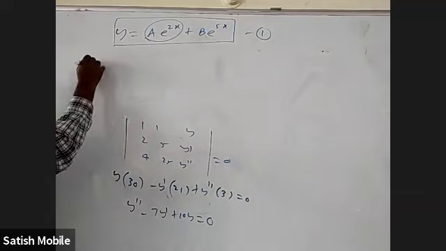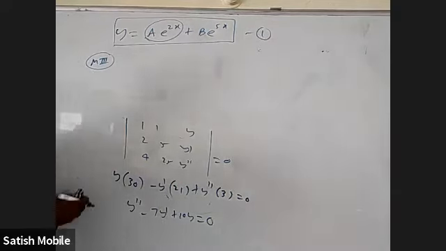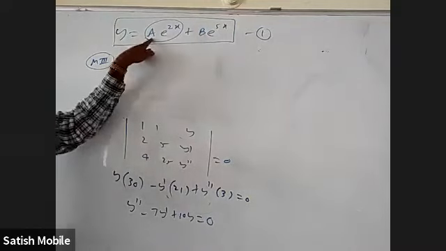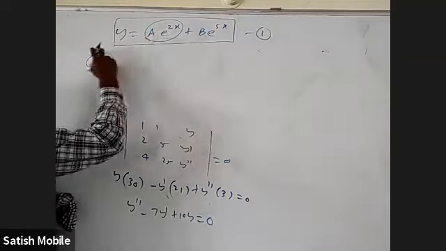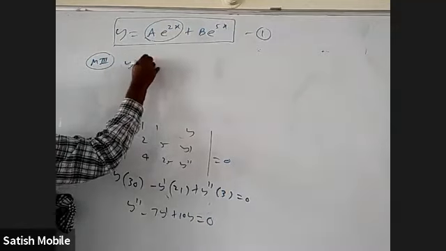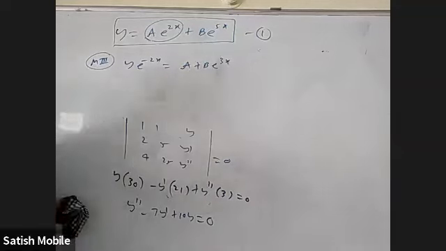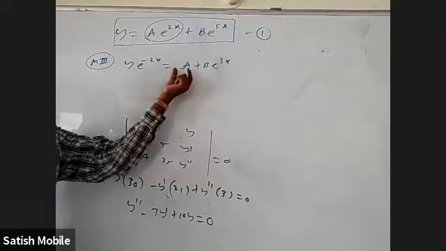Okay, method 3. I want to eliminate A in one go and eliminate B in the next go. What I mean by that? Multiply e power minus 2x, you'll get y e power minus 2x equal to A plus B e power 3x. I multiply e power minus 2x everywhere because I want to isolate A.